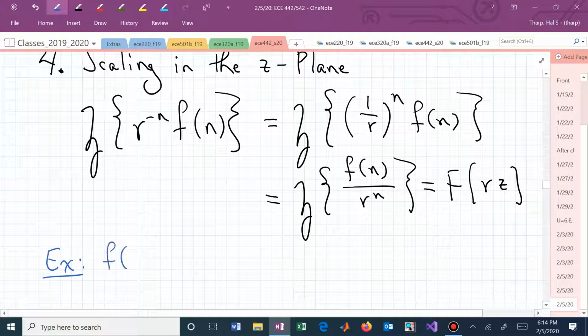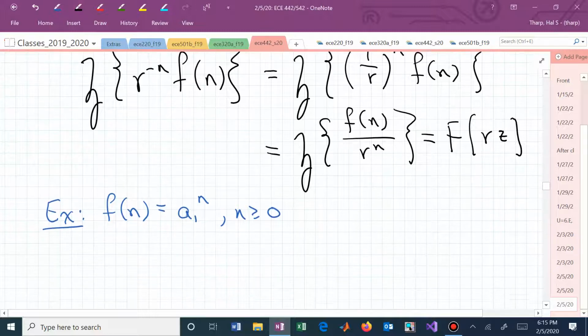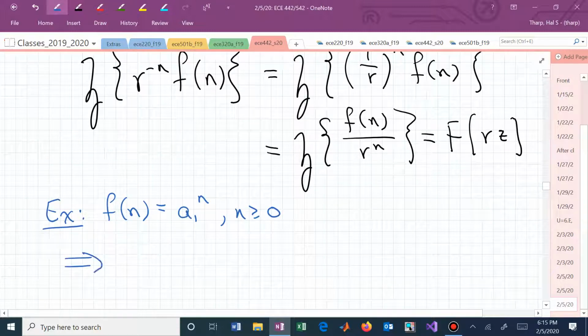Suppose f of n was some a1 to the n. a1 think of as some number. And if you want it to be exponentially damped, little a sub 1 is something smaller than 1. And let's say this is for n greater than or equal to 0. What's capital F of z? What's the z transform of a1 to the n?